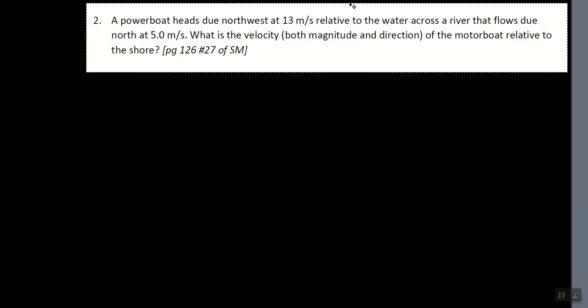Okay, so here we go. A boat heads north, due north, west, not due north, on a river that flows due north. We are trying to find the velocity of the boat relative to the shore. So right off the bat, we have a river flowing due north. How would I draw a river flowing due north?